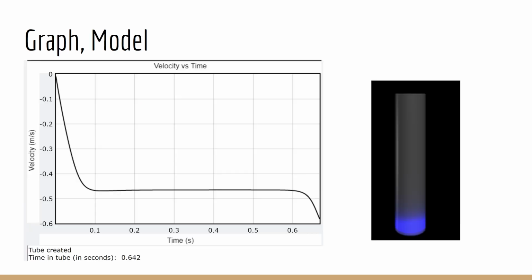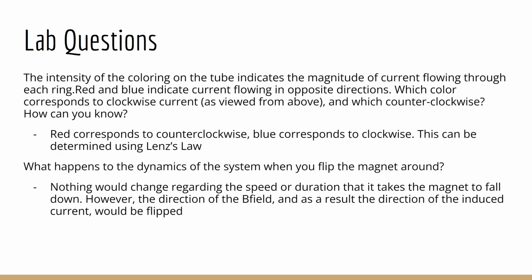So here I have the graph and the model using the mu value from earlier, and we can see that the time deviated quite a bit from the actual observed model, by almost a factor of 1/2. So, lab questions. The intensity of the coloring on the tube indicates the magnitude of current flowing through each ring. Which corresponds to clockwise and which corresponds to counterclockwise? Well, red corresponds to counterclockwise current and blue corresponds to clockwise, and this can be determined using Lenz's law.